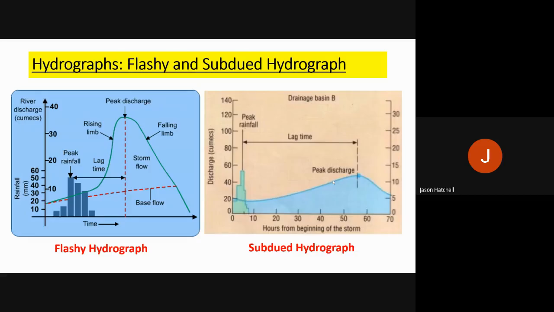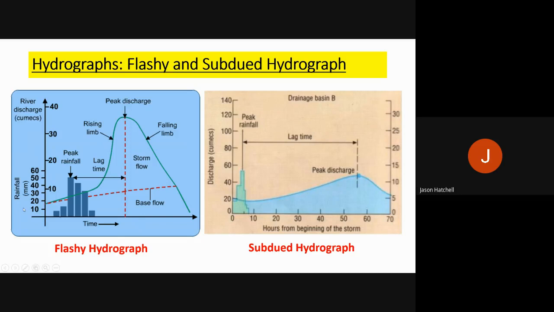Now, we also want to go over hydrographs. So I want you to take a couple of seconds, just look at the two types of hydrographs on screen. So we have a flashy hydrograph and a subdued hydrograph. Now, a flashy hydrograph will have discharge, or amount of water flowing through the river, that rises dramatically quite quickly. As you can see, there's a high peak discharge. A subdued hydrograph has a lower peak discharge.